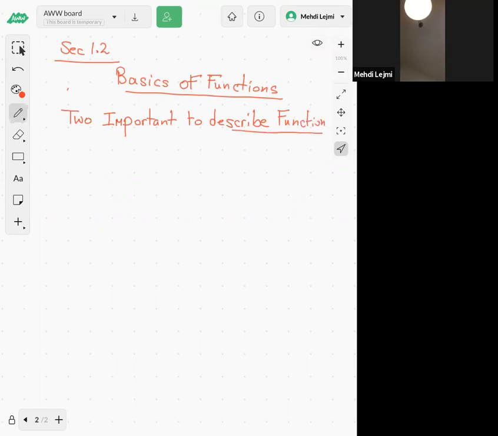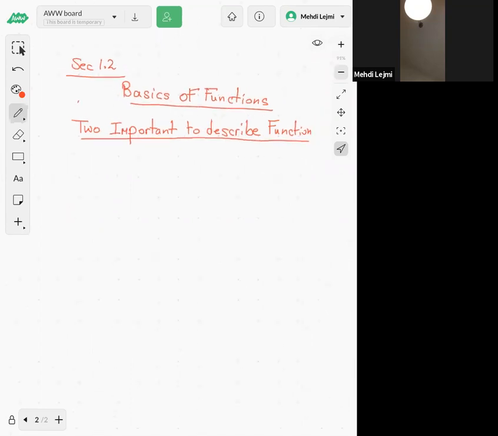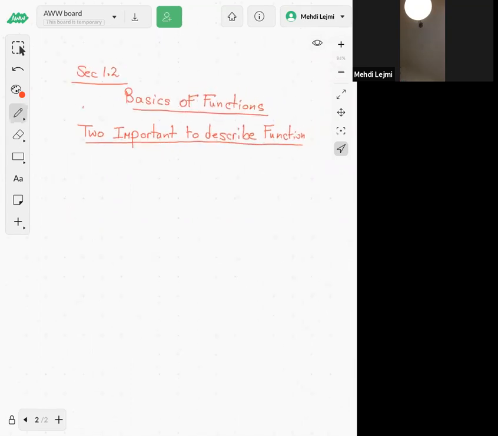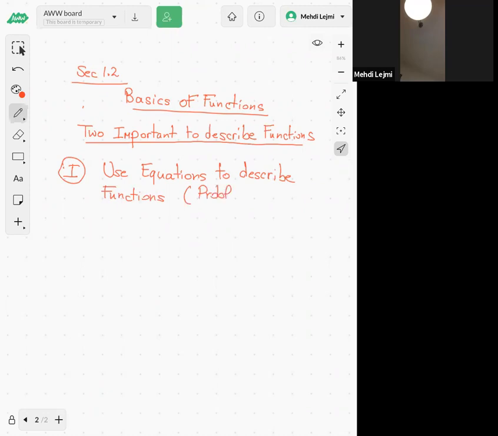Okay, so first I'm gonna just zoom out here. Okay, so functions. The first way we said we can use equations, use equations to express or describe functions. So this is like the first problem in the homework. So problem one in the homework. And then we said we can use graphs.